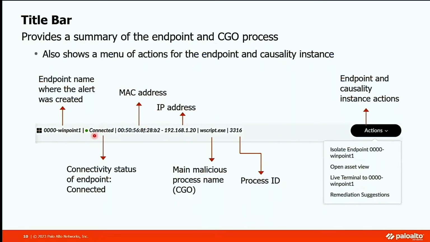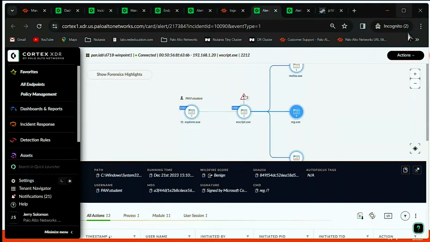So the first thing we see again, I won't overdo this. I think you've got the idea. In the title bar, a summary of the endpoint and the CGO process. What is the root cause of this alert? The process ID, MAC address, IP, pretty straightforward. There are actions that we can perform from the causality graph as well. So a series of actions are provided.